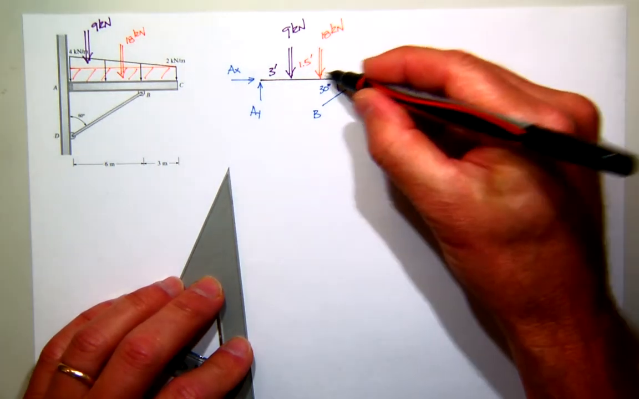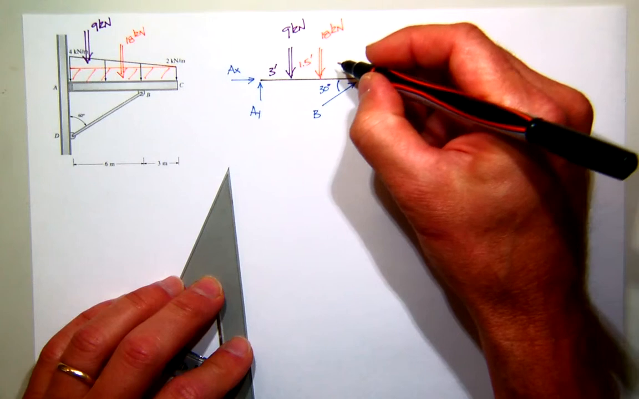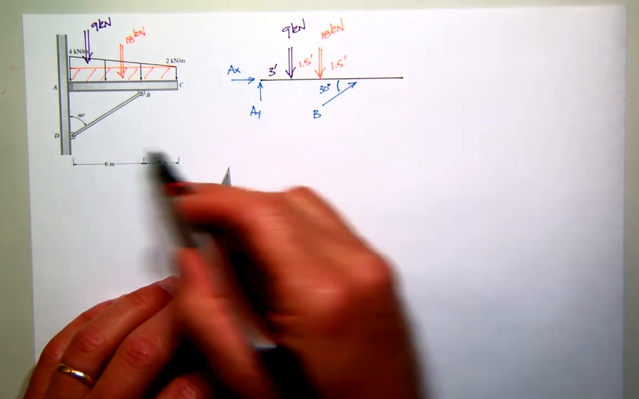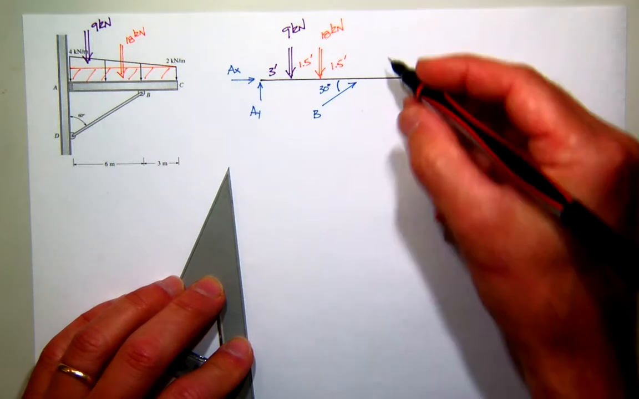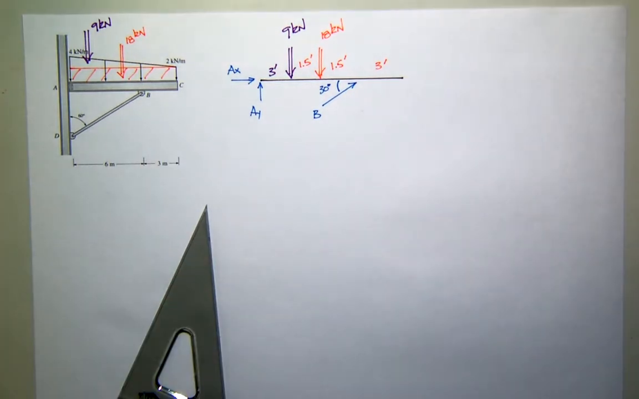What would be the distance from here to B? Another 1.5, right? 3 plus 3 should give me 6. And then we don't really care about this part, but I'll go ahead and put that there's 3 out there. Everybody see that?